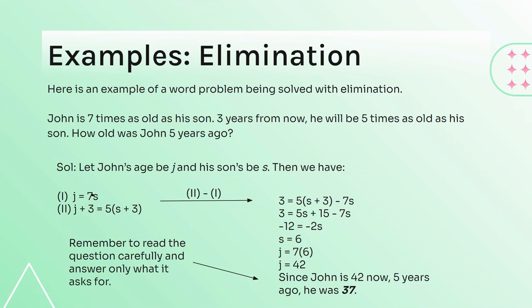Right, that really simplifies things because we've got a J and J here, and we can just subtract that out and cancel it out. And so we're able to solve the equation to get S equals 6. And if S equals 6, J equals 42, right? You can use the first one over there.